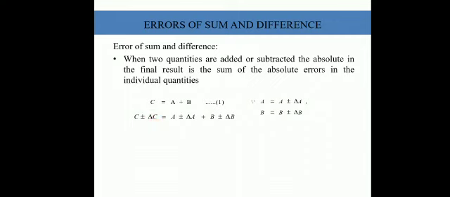Then, rearranging the terms, we can obtain, so there is a problem here. This plus and minus should come here in between, because A and B are absolute values, so they should get added up. Kindly check the correction. It should be A plus B plus or minus delta A plus delta B.